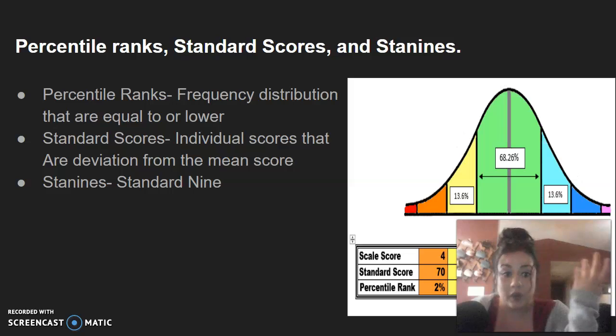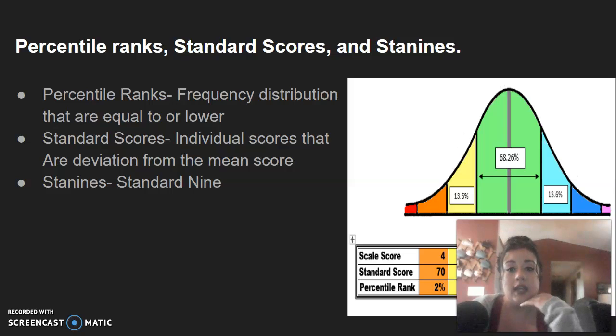And lastly, what we're going to be talking about today is the percentile ranks, standard scores, and stanines. We want to make sure that this is how we get our information to better suit our students, the assessment process, and where they fall. Percentile ranks is the frequency distribution that are equal to or lower, and standard scores are individual scores that are derived from the mean score, and then stanine, or standard nine.